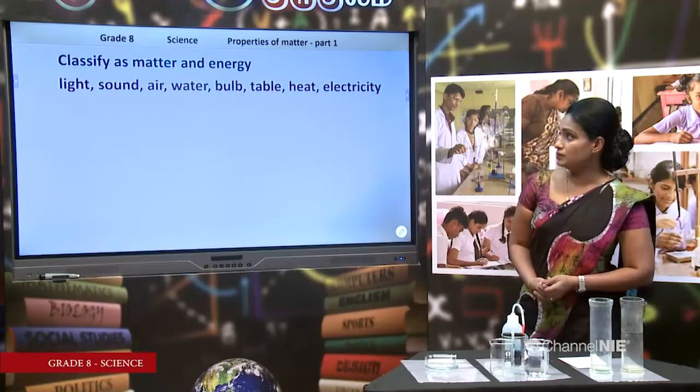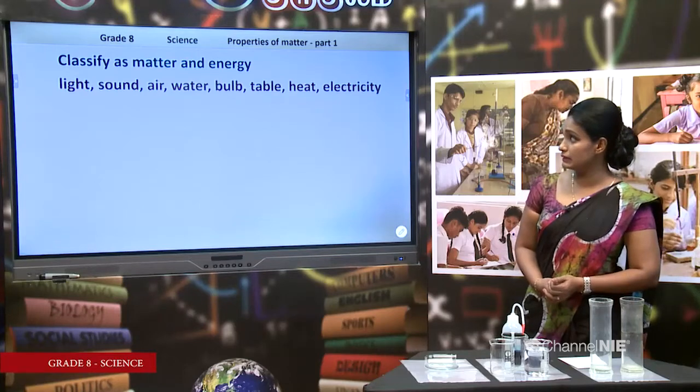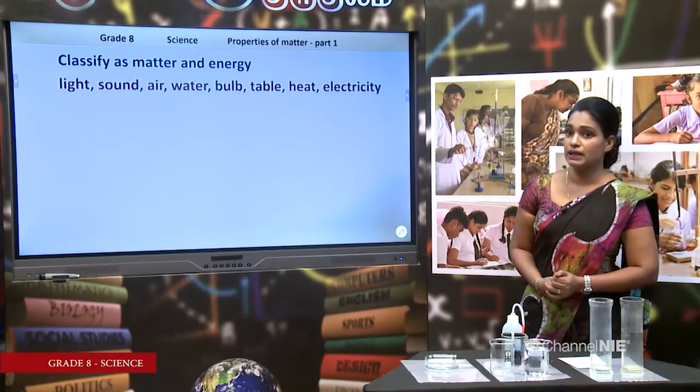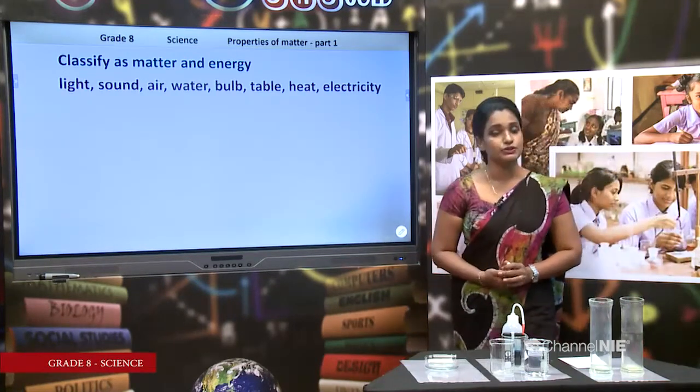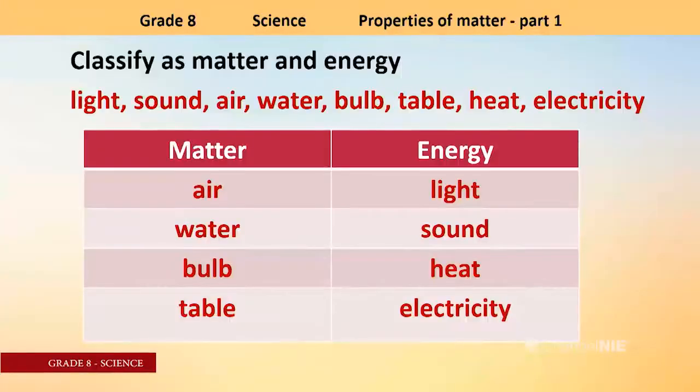Then the bulb. Here bulb, again it is a matter. Then the table, it is also a matter. Then heat. Heat should be an energy. And finally, electricity again should be an energy, like this. Okay, shall we move to the exercise now?